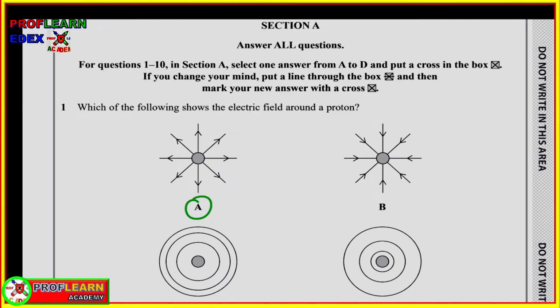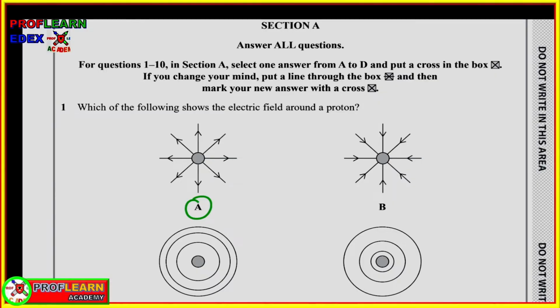So we are going to look at this paper whereby we are going through Unit 4 Physics, IAL and Excel. The first question, students were asked to state which of the following shows the electric field around a proton.